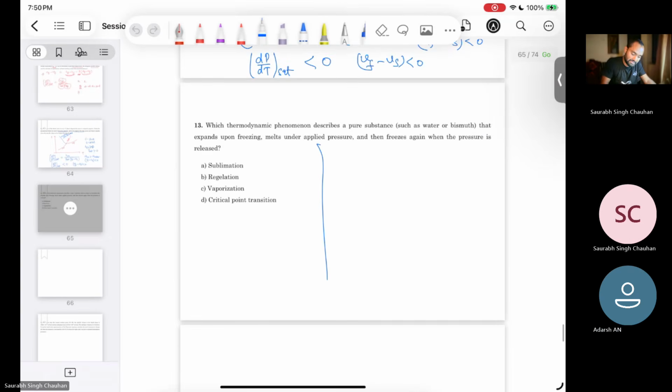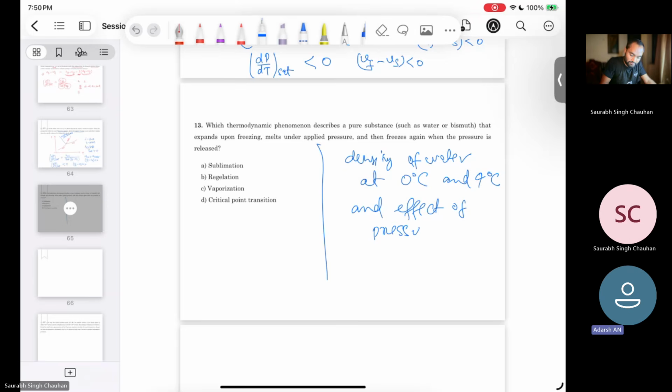So one thing I have to check is the density of water at 0 degrees Celsius and 4 degrees Celsius, and the effect of pressure on temperature.